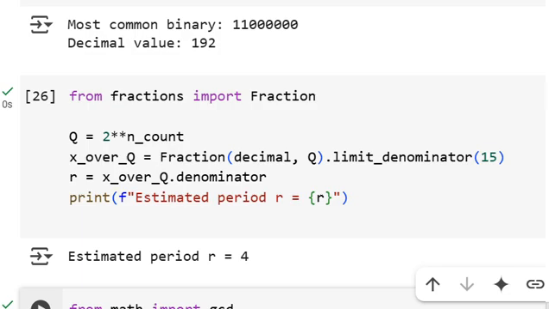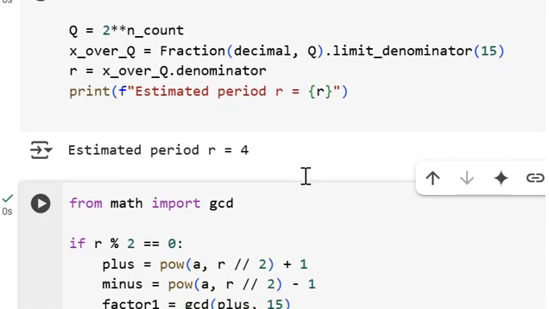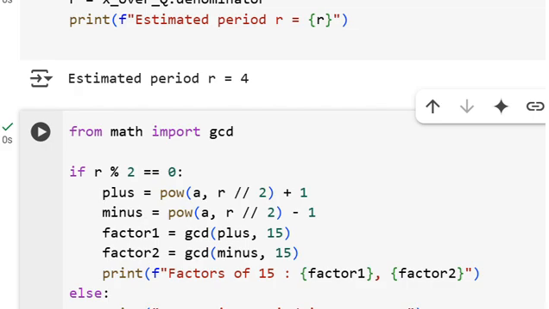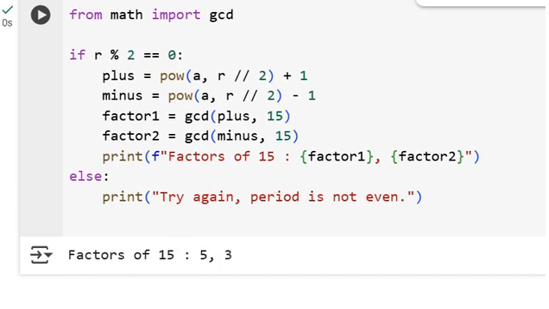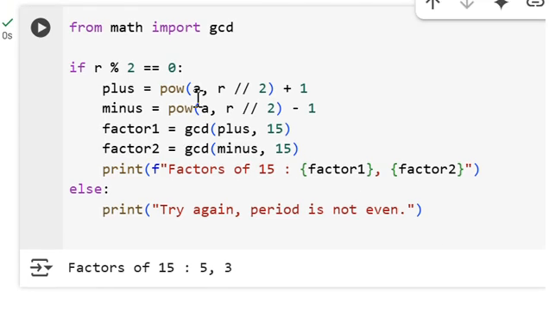And then once I had the period, I used a little more math to find the secret factors of 15, which are 5 and 3. So my program uses a quantum trick to break 15 into its building blocks, just like Shor's algorithm promises, right? So a quick summary of what my program does here.